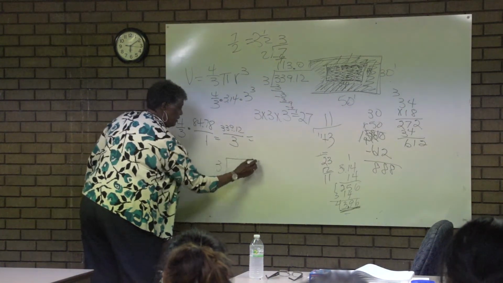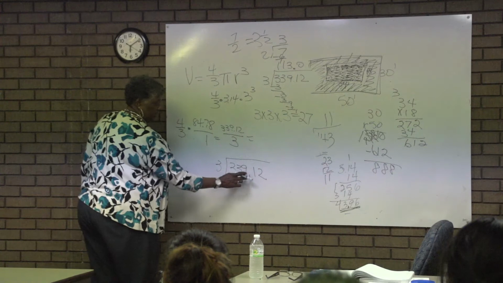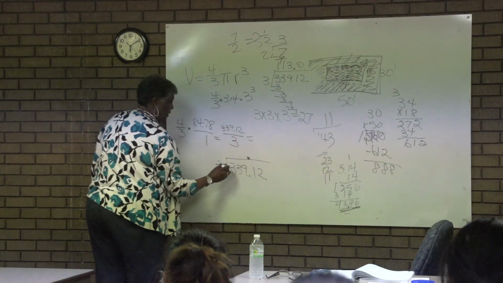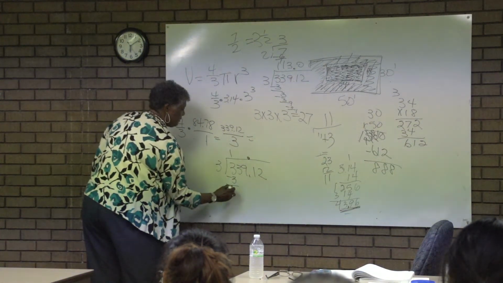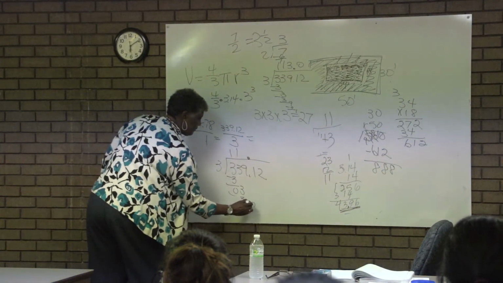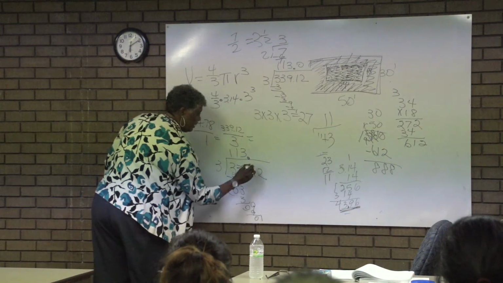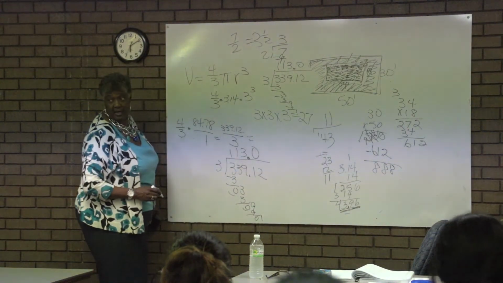3 into 339.12, no decimals out here, just move this one straight up. 1 times 3, 1 times 3, 3 times 3, 0. A lot of people forget that.